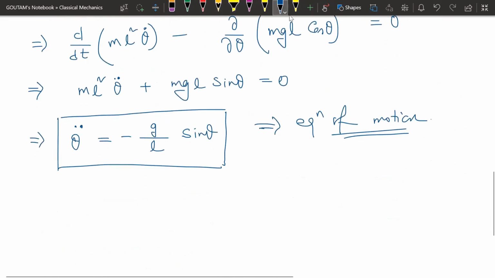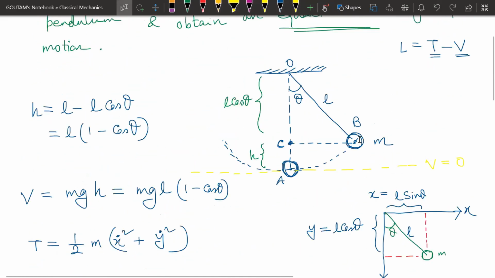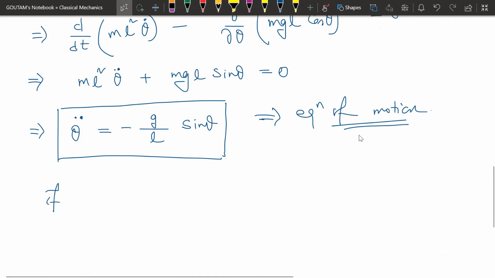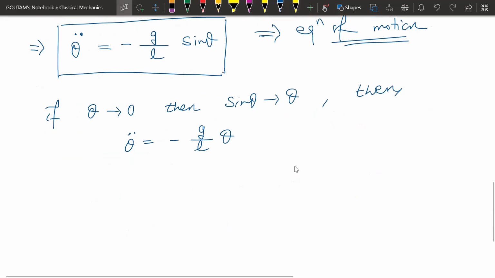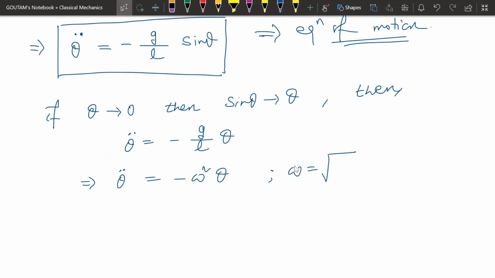Now this simple pendulum will follow a simple harmonic oscillation if θ tends to 0, that is, if the value of θ is very small. Then sin θ tends to θ. In that case, θ double dot will be minus g by l θ, which equals minus ω² θ, where ω is root under g by l. So it's the equation of SHM.